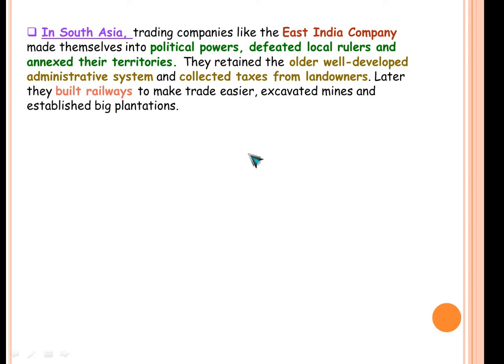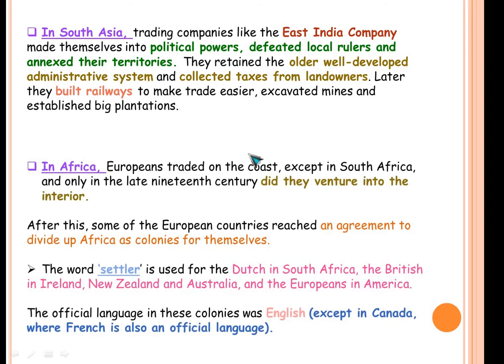They started collecting taxes from the landowners, and later they built railways for their convenience. But still, it has become a great development for us also. Railways were built with them, and also they started excavating the mines. Some of the mines in India were untouched, but because they had progression in their technology, they were able to excavate mines, but at the expense of our natives. And they also established very big plantations where Indians were made to work, just like how they developed in Africa.